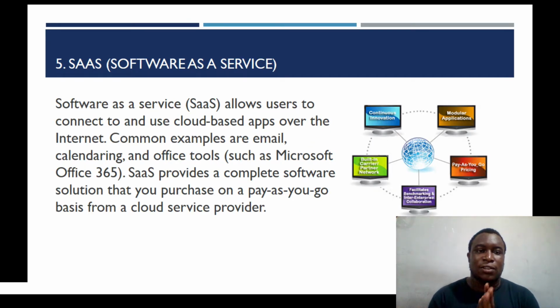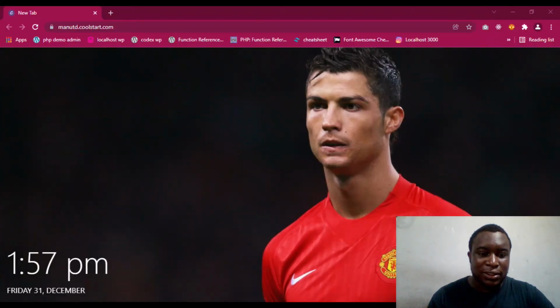We have SaaS, software as a service. Software as a service allows users to connect to and use cloud-based applications over the internet. A good example of SaaS is your Gmail, your Microsoft Outlook software. They are on the cloud. You go there, you use them. So we have a whole lot of other examples. Let me see if I can get us other examples of software as a service. I believe it's something we use almost every day.